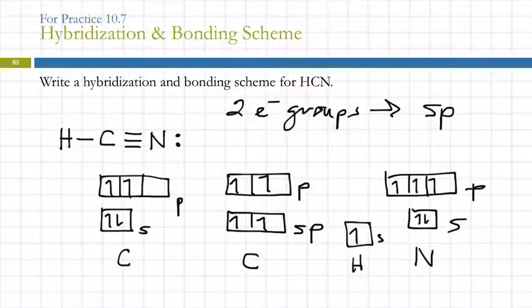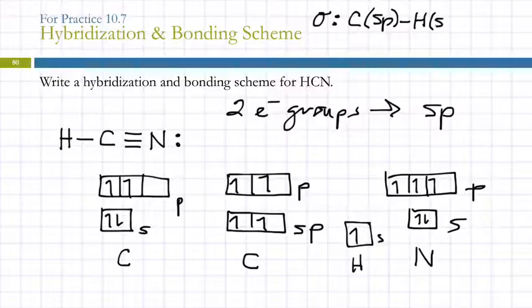I'm going to write the bonding scheme way up here at the top. So sigma between the carbon and the hydrogen. On the carbon, what orbital? The sp. And then a dash, and the hydrogen, and what orbital is hydrogen using? S. Hydrogen only has S. Okay, so I'm going to overlap this one with that one.